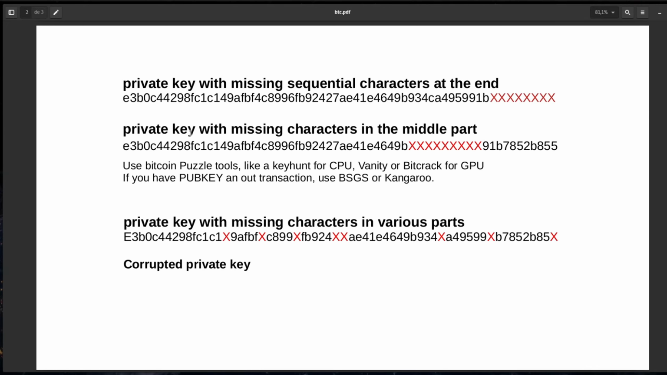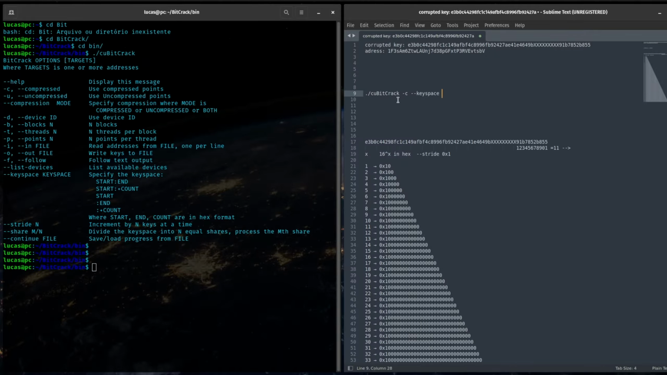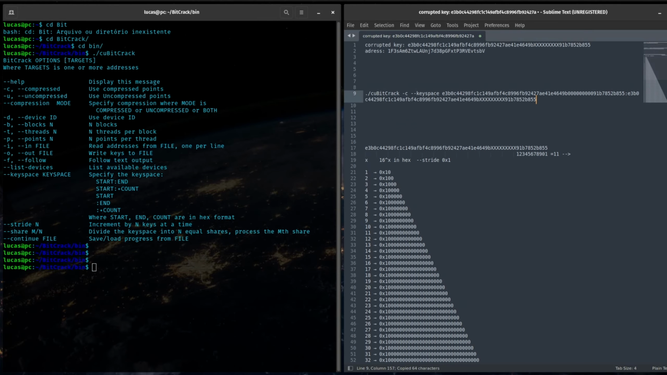Let's move on to our second case, which is when the corrupted characters are found in the middle of the key. When I say in the middle of the key, it could be in any position, whether at the very beginning or at any other point, as long as these characters are grouped together. So the initial parameters remain exactly the same. BitCrack followed by 2 hyphens, then key space, and finally the initial range. Colon, final range. Within the final range, we are going to replace all corrupted characters with the letter F.